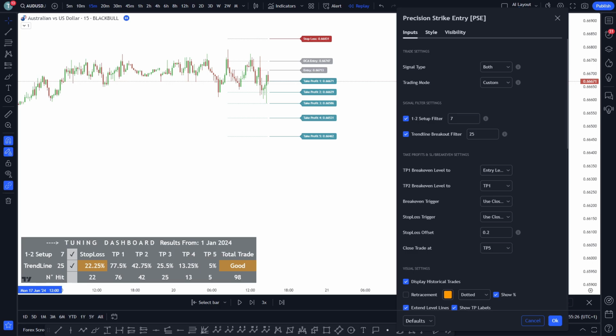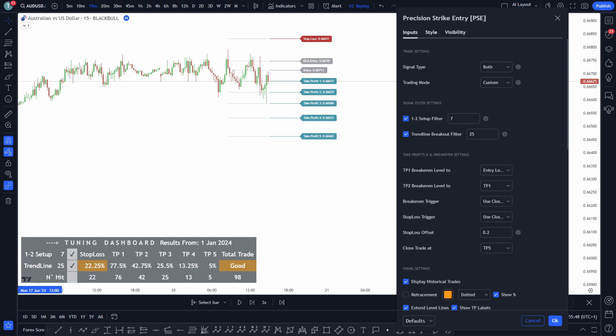The stop loss offset is a crucial setting, especially for Forex, due to the frequent liquidity grabs. A liquidity grab occurs when the price briefly moves beyond a key level, like the previous high or low, to trigger the stop losses, collect the liquidity before reversing the direction. Therefore, in this case, we tend to use the stop loss offset.